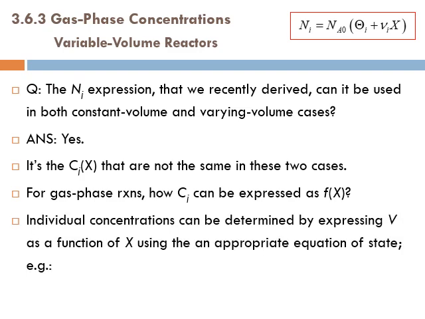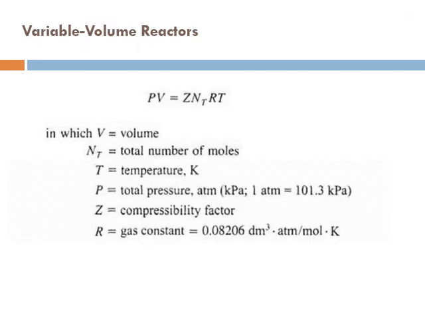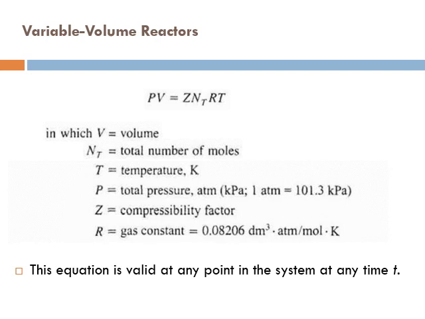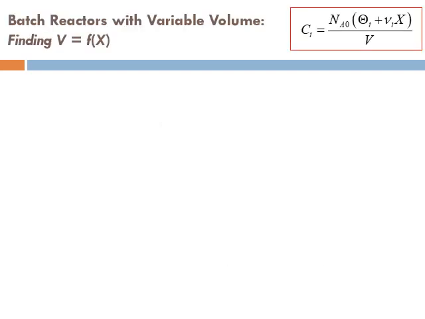Well, individual concentrations can be determined by expressing V as a function of X using an appropriate equation of state. For example, we can use the compressibility factor equation of state. This way, I can follow how the volume is changing as the reaction is progressing. I'm sure that you're familiar with all the terms mentioned in the compressibility factor equation of state. This equation is valid at any point in the system at any time. So let's work together to find V as a function of X for a batch reactor with variable volume.